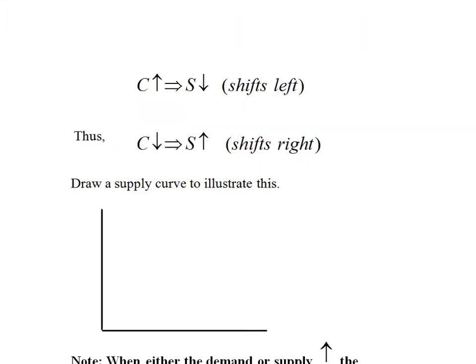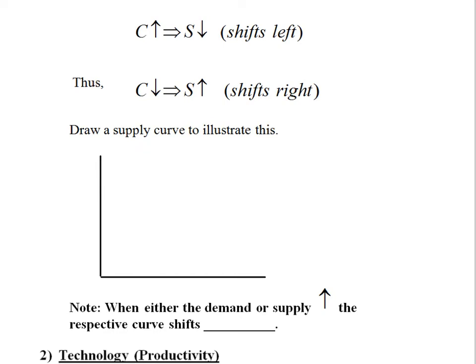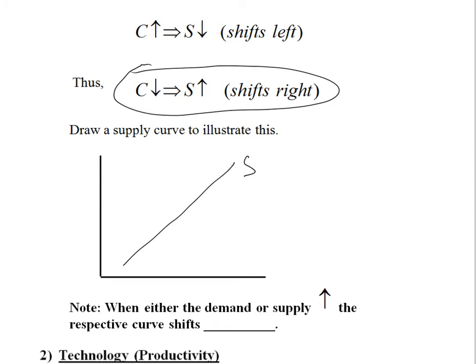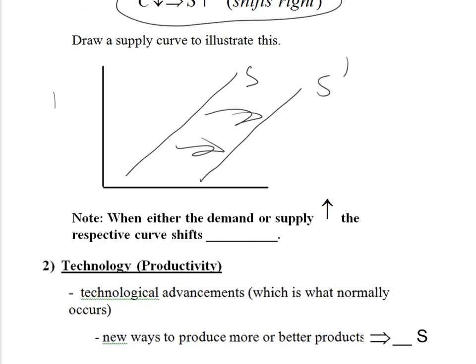So in this part here, if we have some supply curve, I'm going to do the bottom one. If costs go down, businesses are happy, they make more money. If they make more money, they supply more. That would be a rightward shift in supply. So anytime demand or supply increase, the respective curve shifts rightward.